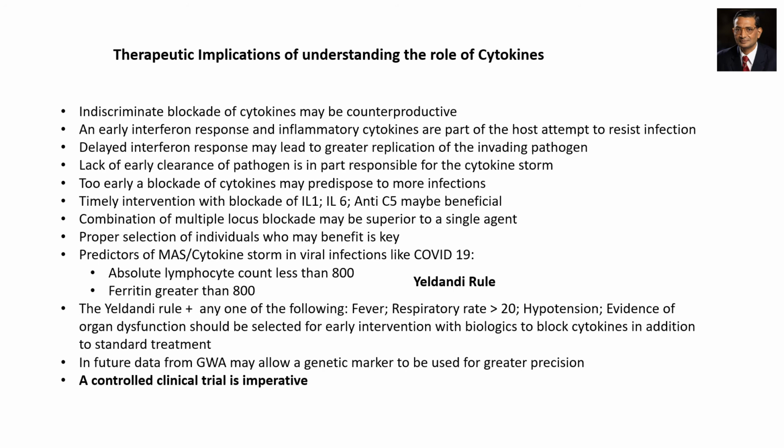Now, the predictors of this macrophage activation syndrome, cytokine storm, in viral infections like COVID-19 is possibly an absolute lymphocyte count less than 800 and a ferritin greater than 800. This I am beginning to call the Yeldandi rule. So, to select patients, the Yeldandi rule, along with one of the following: fever, respiratory rate of greater than 20, hypotension, evidence of organ dysfunction, should be used to select individuals for using biologics to block the cytokines in addition to standard treatment.